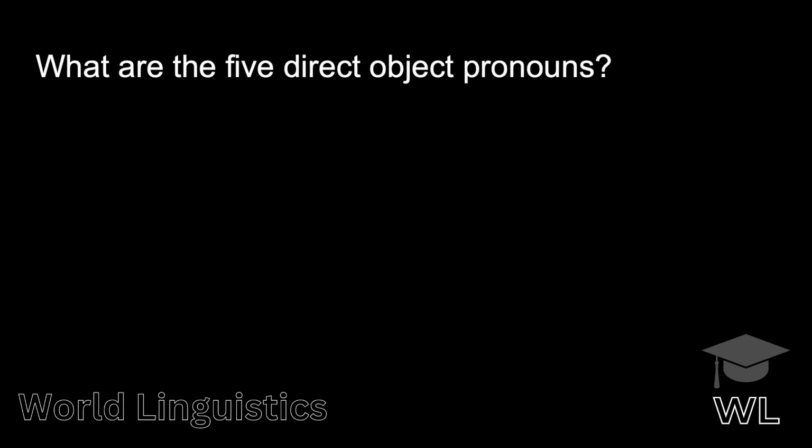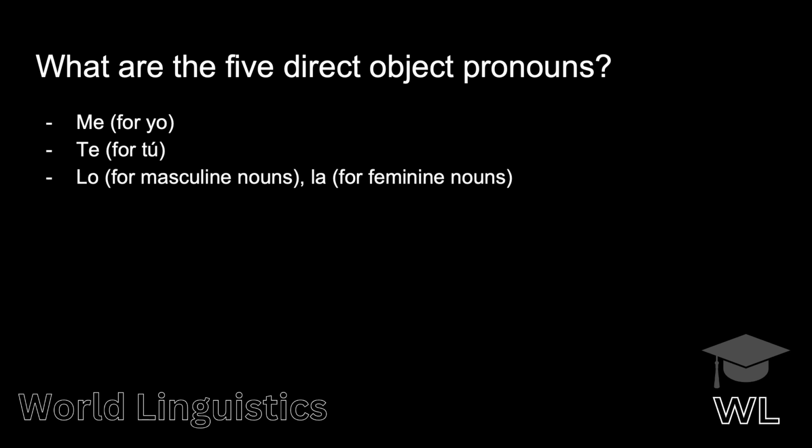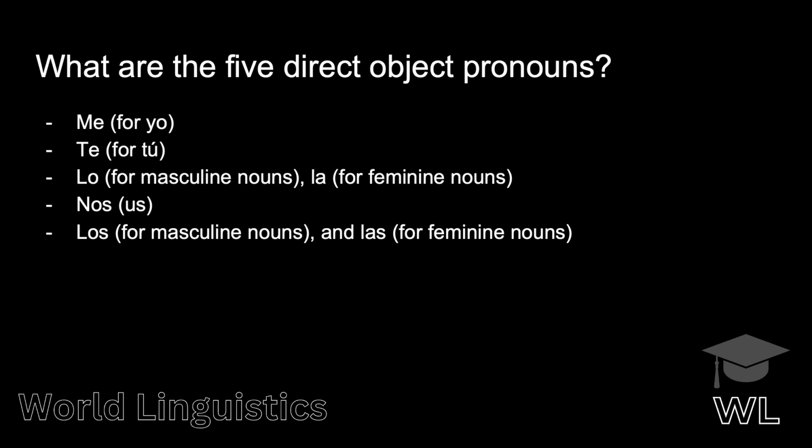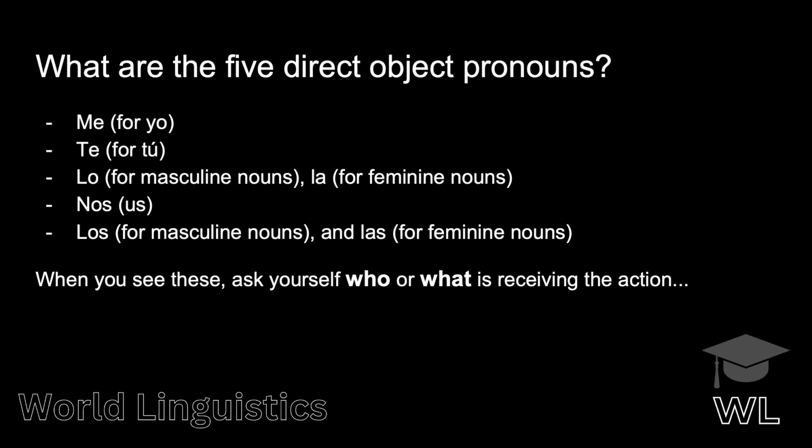What are the five direct object pronouns? Me for yo, lo for masculine nouns, la for feminine nouns, nos which means us, los for masculine nouns and las for feminine nouns. When you see these, ask yourself who or what is receiving the action.